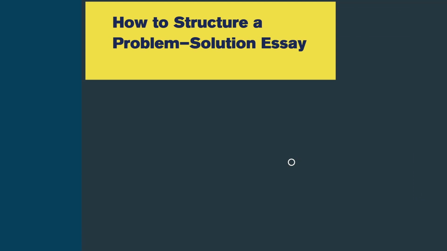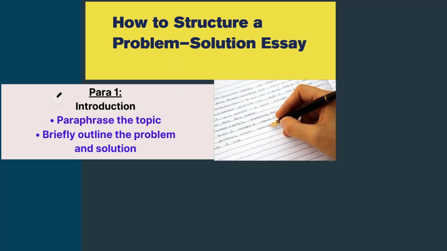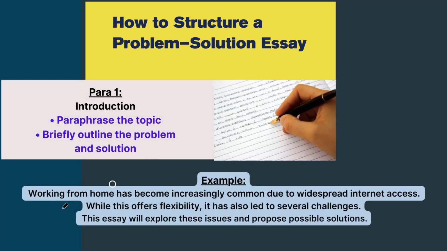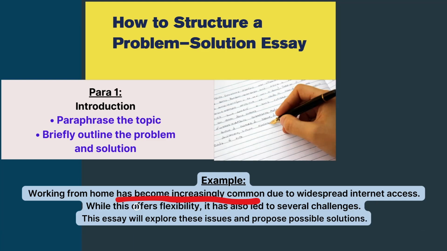So to help you structure a problem solution essay, I have prepared an easy step-by-step roadmap for you. For the first paragraph, which is your introduction, what you need to do is you paraphrase the topic, which basically means that you write the question in your own words. So you identify that you have a problem and there are going to be some solutions that you will cover. For example, working from home has become increasingly common due to widespread internet access. So this is your topic sentence where you've paraphrased the topic.